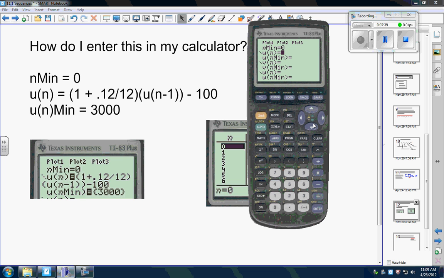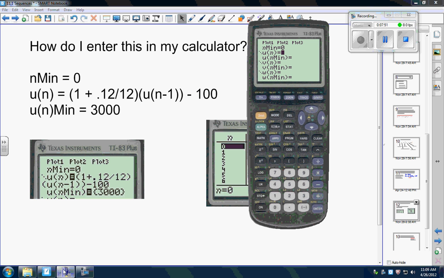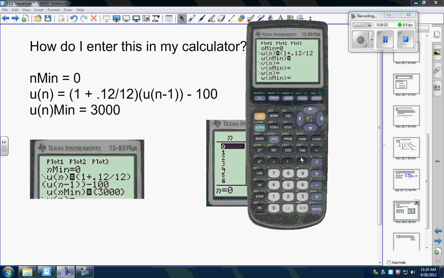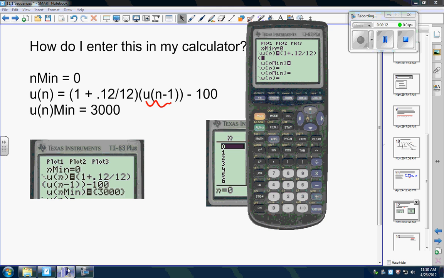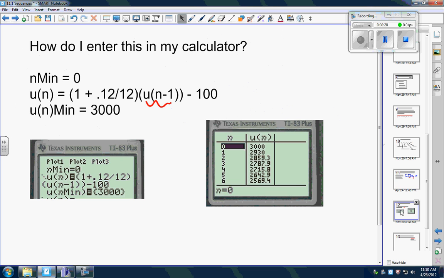U of n is basically going to be our function. So that's exactly what we came up with on the last slide. Calculators aren't going to let us use a's like this. We're going to have to input it with u's. So close your parentheses there, start new parentheses. Now you need to get this symbol in there. U n minus 1. Calculator is not going to let us do the subscript, but we're trying to say previous term.